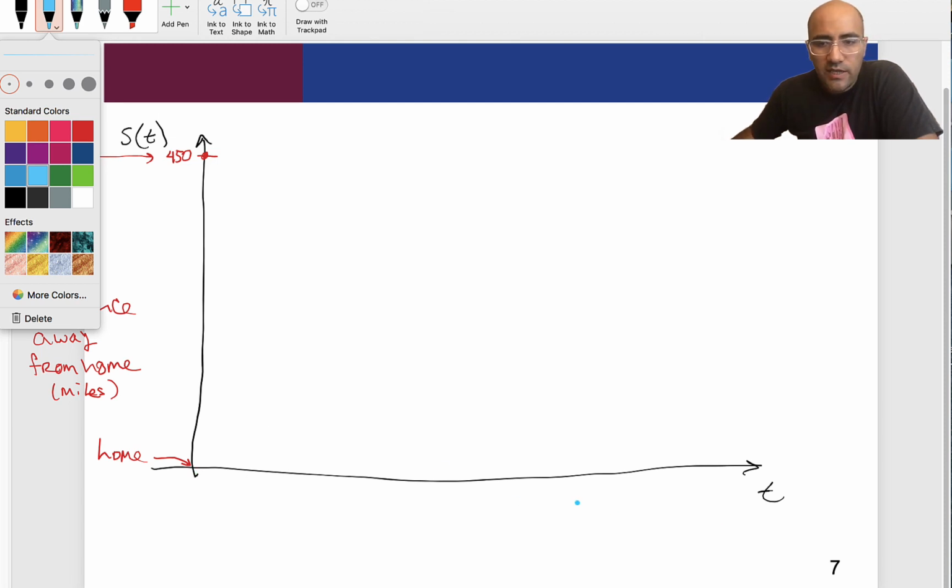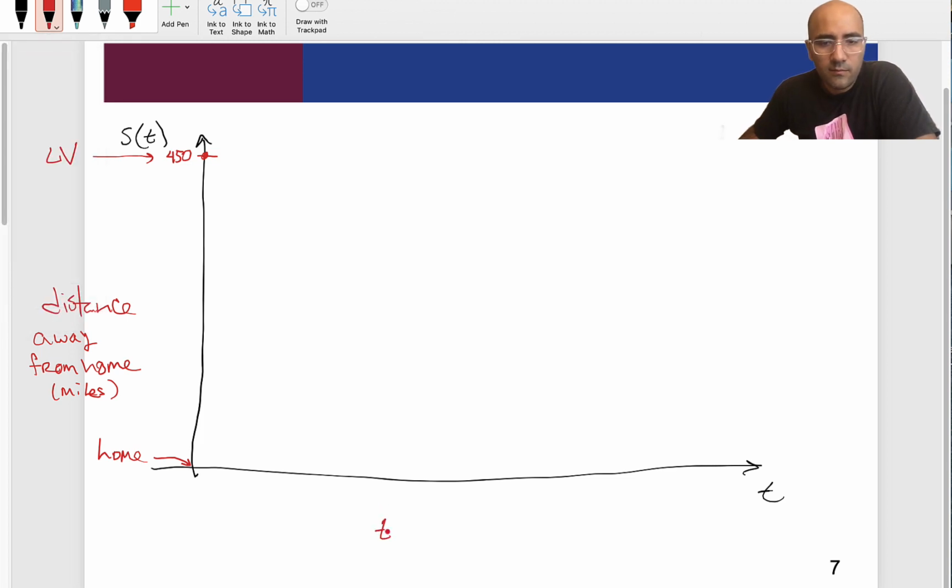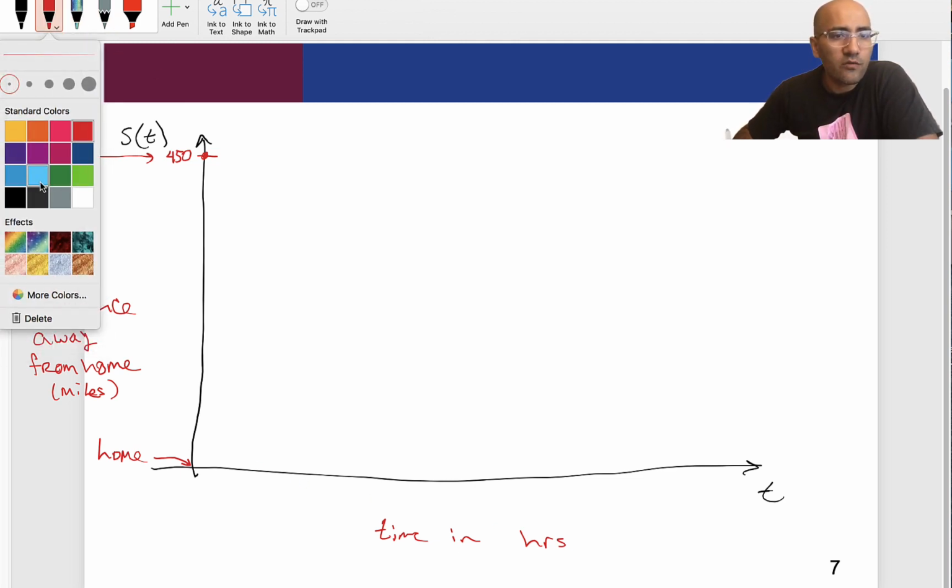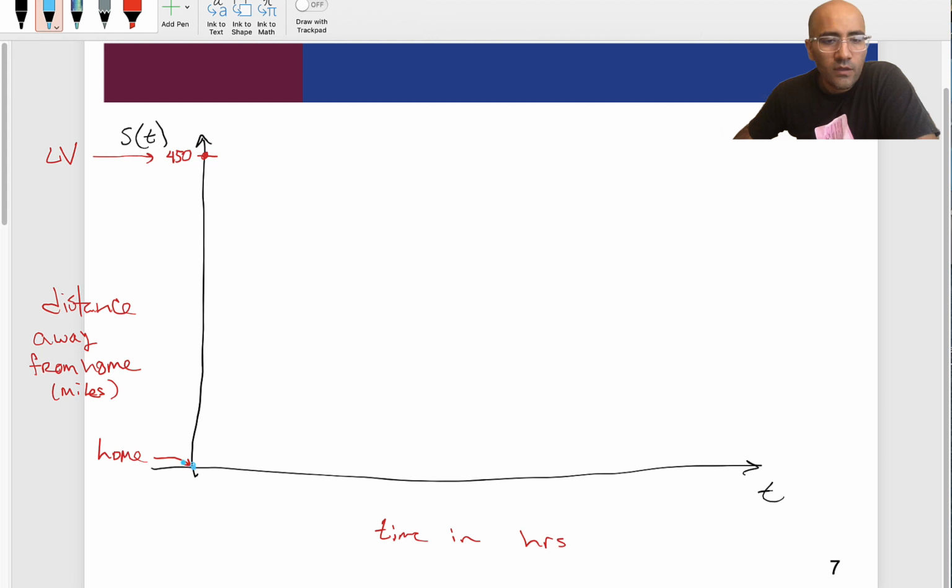So time is going in this direction. Well, we can use anything. Let's just use hours for now. Any kind of measurement of time could work: minutes, hours, days, weeks, doesn't matter. But in hours. So we want to create some sort of a picture that would describe our distance away from home. Obviously at time 0, we start off at home, and then we head to Las Vegas. Road trip. Okay, so as we start off, we get in our car, we jump on the freeway.